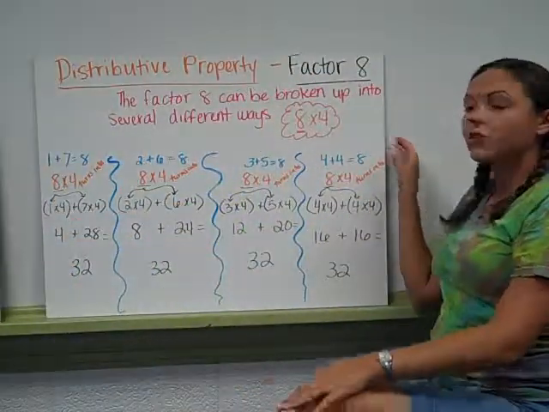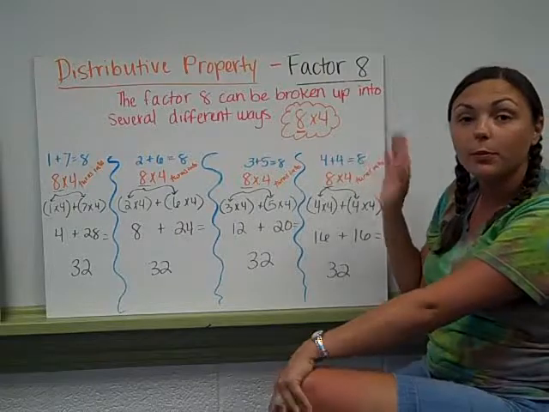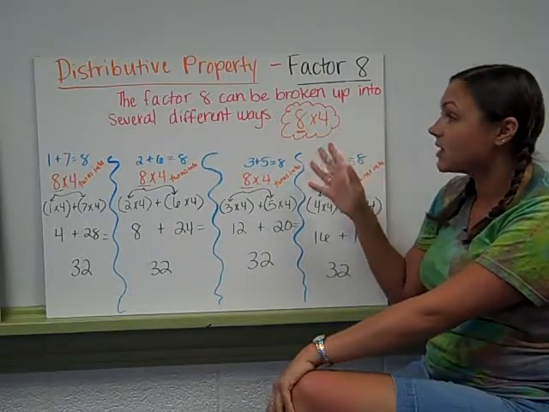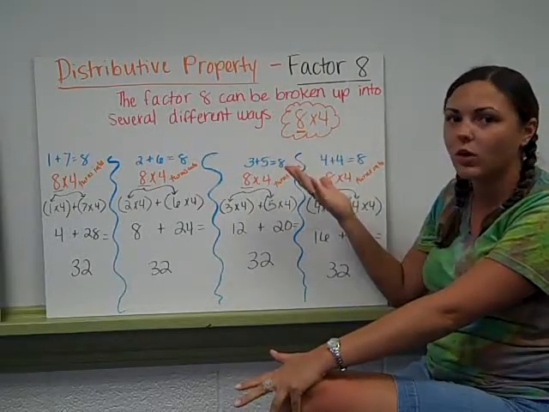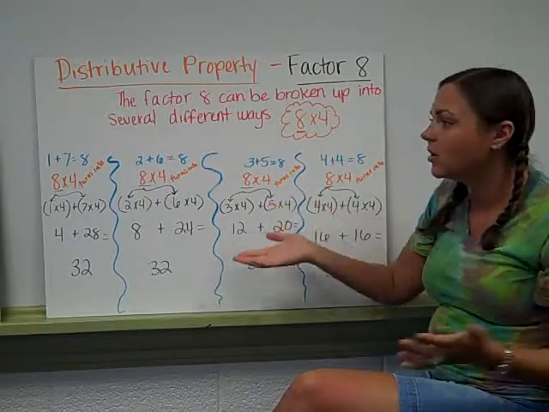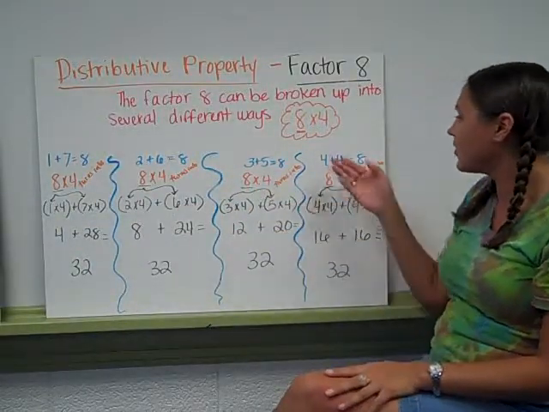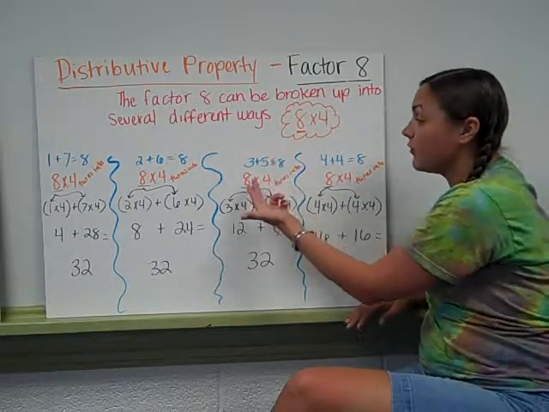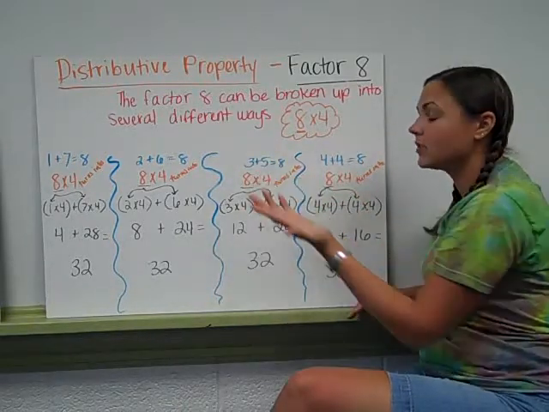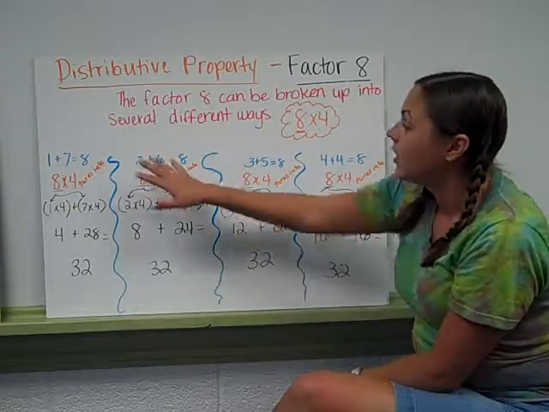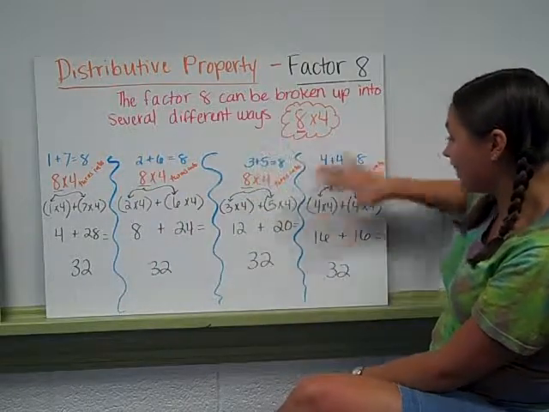And our last one for this video is distributive property with factors of 8. This can also be broken up into several different ways. How many different ways can you get 8? Well, I can do 1 plus 7, 2 plus 6, 3 plus 5, 4 plus 4. Or these could be flip-flopped, 5 plus 3. It still equals 8.